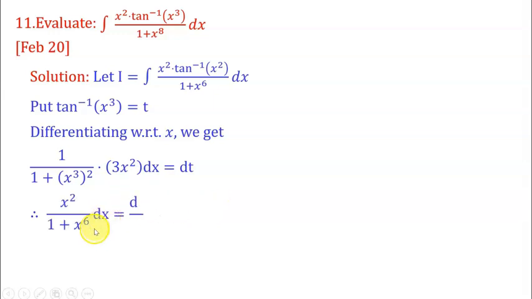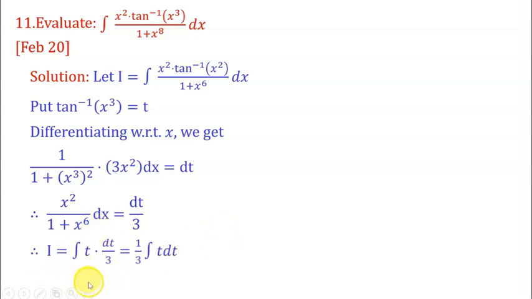After simplification, you will get x square upon 1 plus x raised to 6, since (x cube) square means x raised to 6, into dx is equal to dt upon 3. So x square upon 1 plus x raised to 6 into dx is nothing but dt upon 3. Now substitute the value.